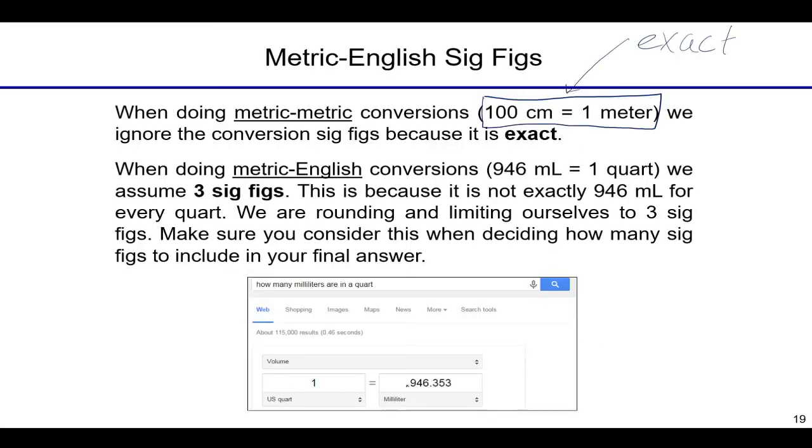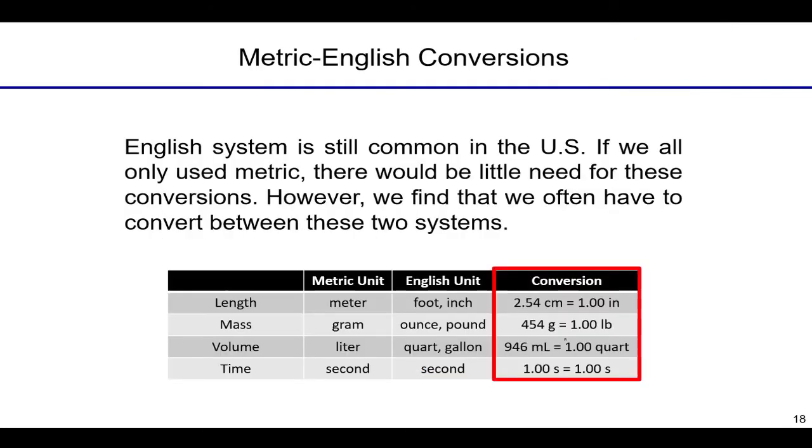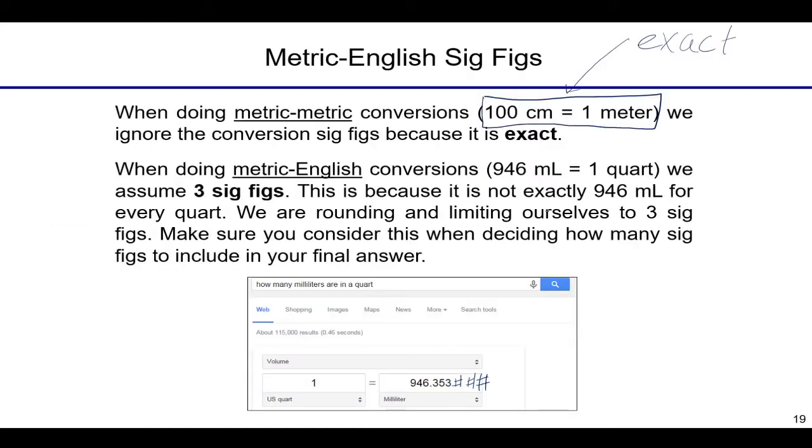Not really. If you Google it, there's 946.353, and there's actually more digits out here. But for brevity, we just list 3. And so this we're going to limit to 3, which means that affects the precision of our measurement, and we need to take count of it for significant figures. If you're confused with significant figures, you can go back and watch some of the previous lectures on those topics. But here we're using English to metric. We have to use 3 Sig Figs. And that's generally what is done.